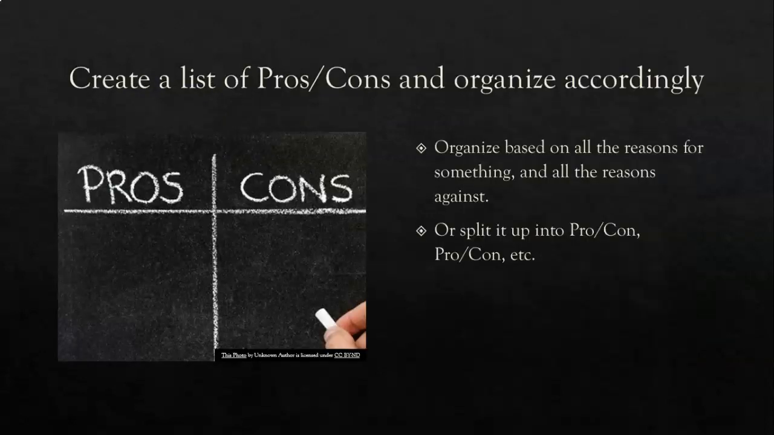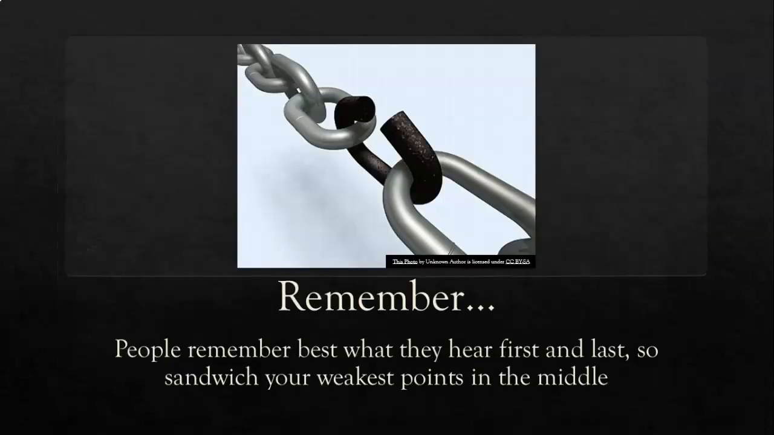Finally, something that you can do is to create a list of pros and cons and organize your essay accordingly. So you can organize based on all the reasons for something, then all the reasons against something. You can organize your essay by splitting it up into a pro and then a con that goes with the pro, another pro and another con that goes with it, etc., etc.